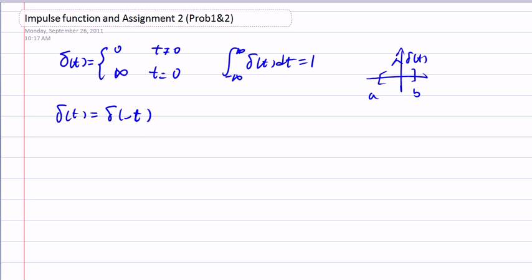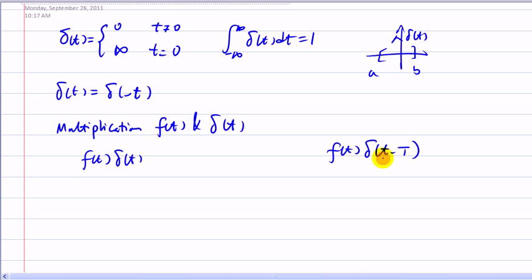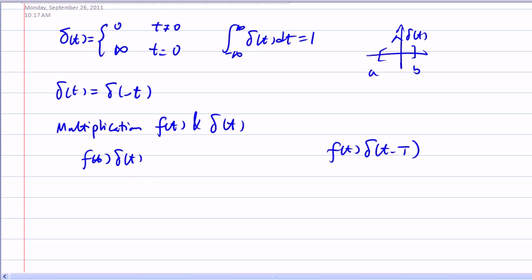Assignment number 1 and number 2 questions require you to do some simplifications when you see a multiplication of a function f of t and delta t. For example, the type of question you will see is f of t multiplied by delta t, and the other type is f of t multiplied by delta t minus capital T, which is a shifted impulse function. How do we carry this out?